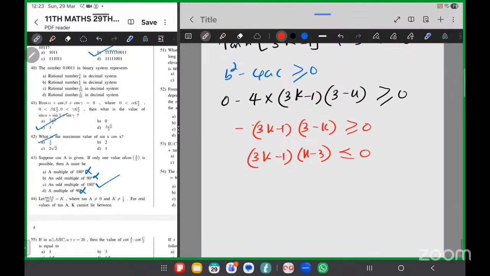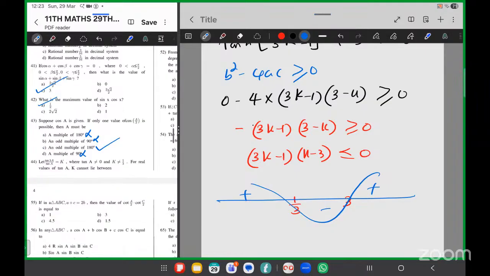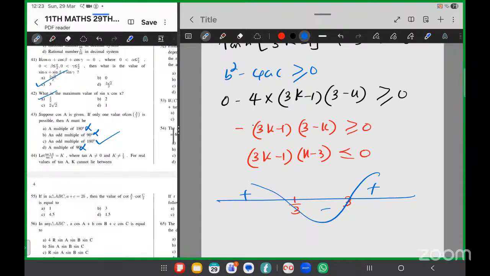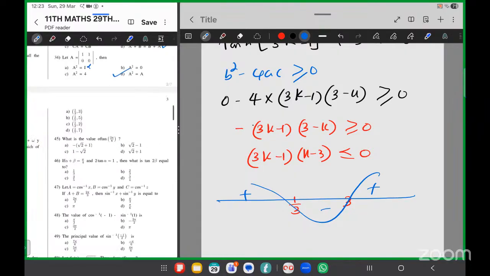So here k equal to 1 by 3 is a point, k equal to 3 is a point. So this will be the wavy curve method. This will be plus, minus, plus. Less than 0 means the value of k should be between 1 by 3 and 3. So option A is the correct option. Question 44, answer A.